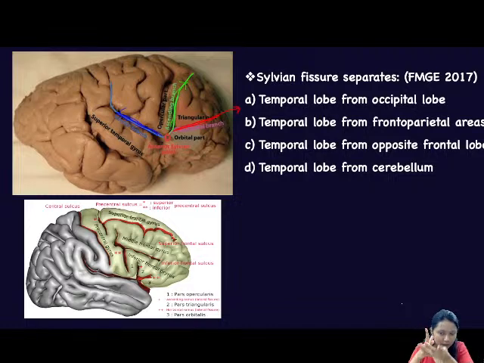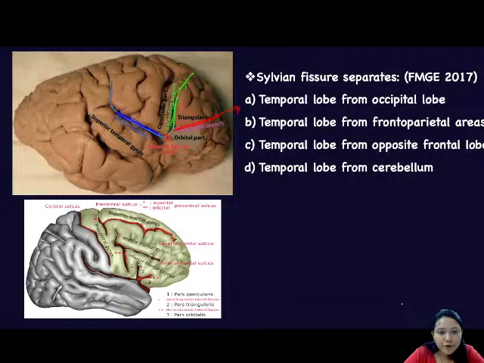Below the anterior horizontal, the part is known as the orbital part, the pars orbitalis. Now between the anterior horizontal and the ascending, you can see a triangle formed. This triangular area is known as the pars triangularis. And behind the anterior ascending and the posterior, this is the pars opercularis.